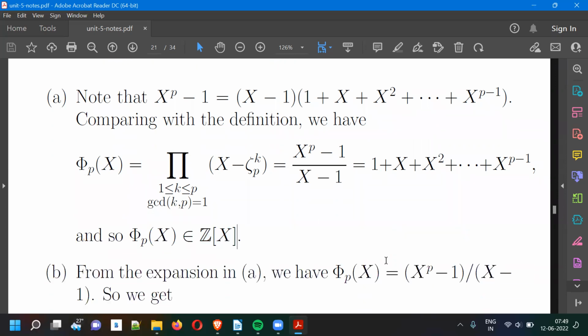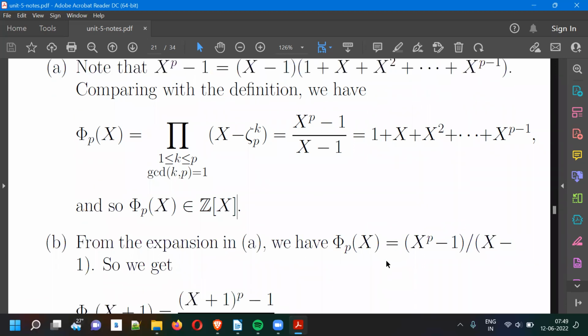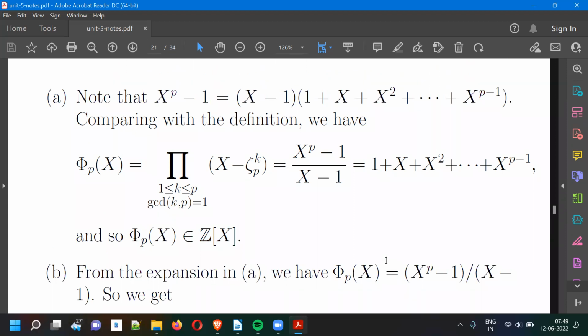Now, how do we prove that this is irreducible? So now we will use Eisenstein and Gauss's lemma in this case in a very nice way. We have already seen here that phi p of x is (x^p - 1)/(x - 1). This is also an important formula, when p is a prime.